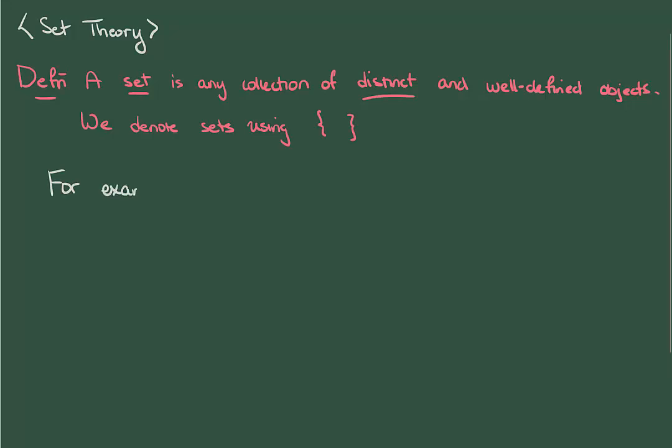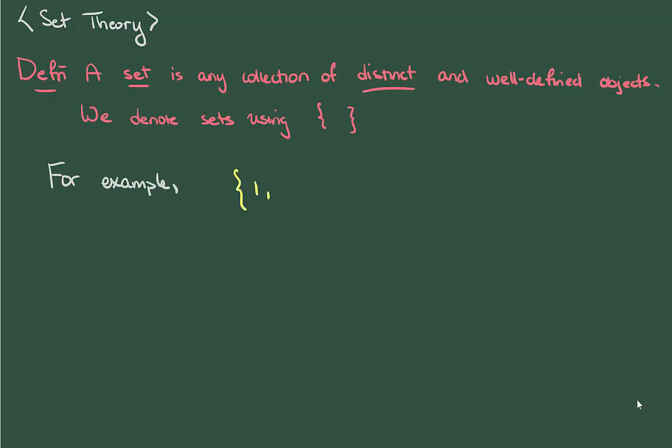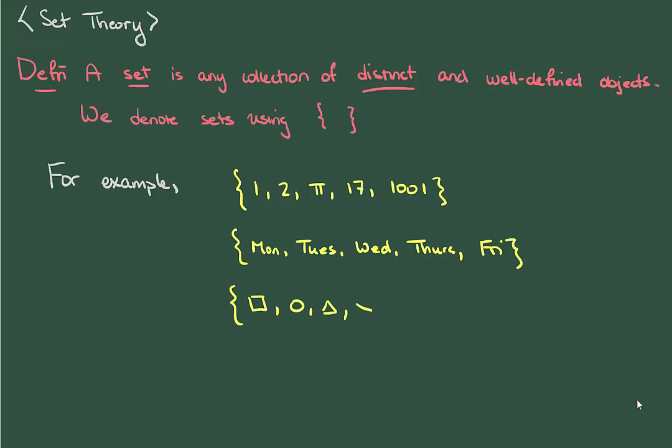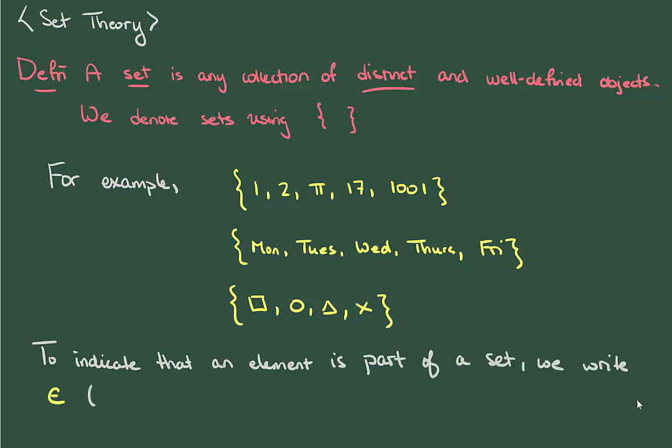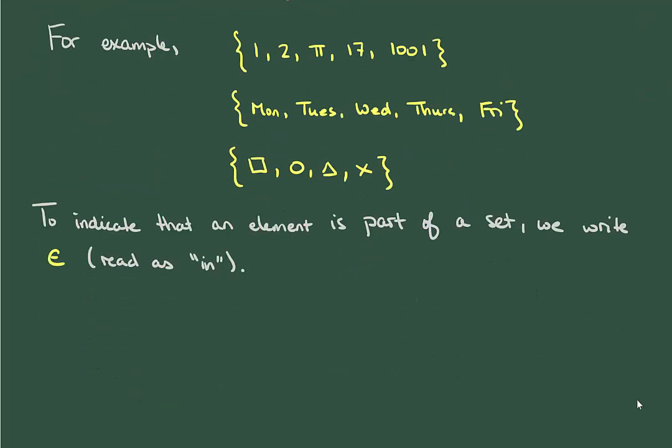For example, we could write down a random collection of numbers, like so. Or we could write down a set consisting of the weekdays. Or we could write down a set of simple shapes. Now we might want to talk about whether an object is in a set or not. To do this, we use this weird E-looking thing, which we read as "in." So for example, Tuesday is in the set of all weekdays.